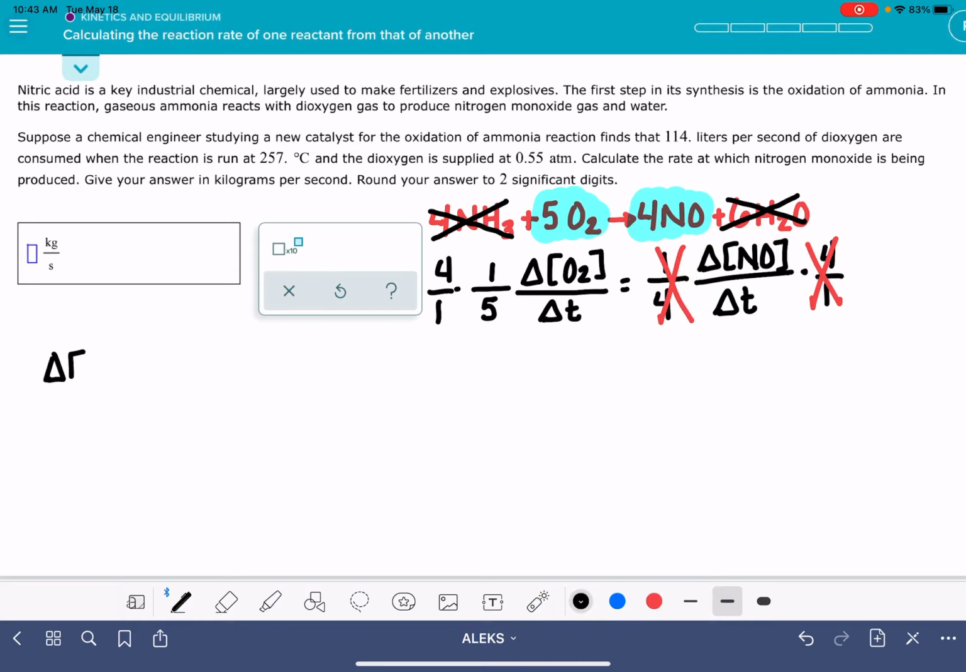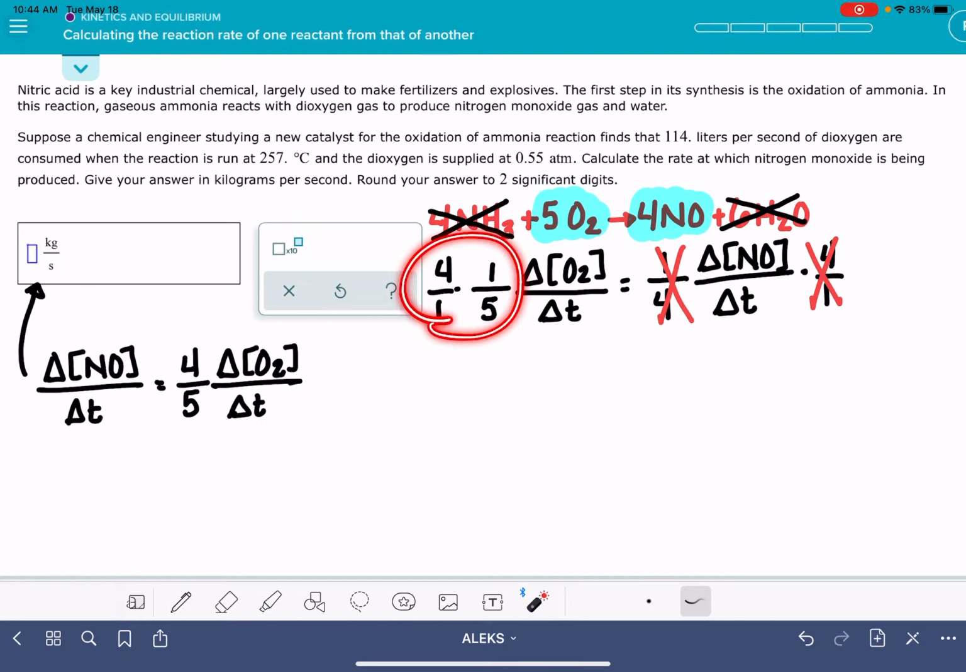So what I'm trying to solve for, the change in concentration of NO over the change in time, that's what's actually going to end up going up into this box right here, is going to be 4/5 times the change in the concentration of O2 over the change in time. 4/5 I got from just combining that. And the change in concentration of O2 is up here in the problem.